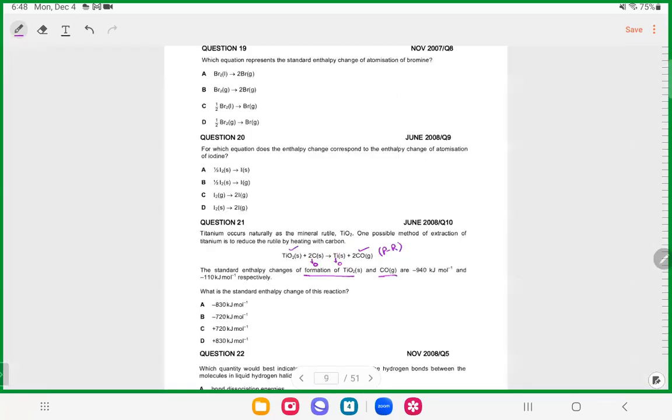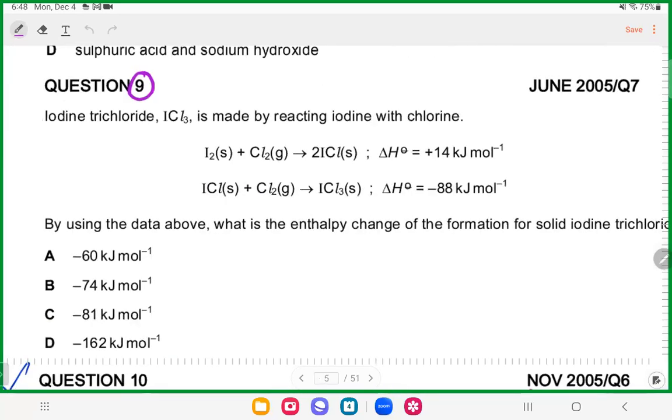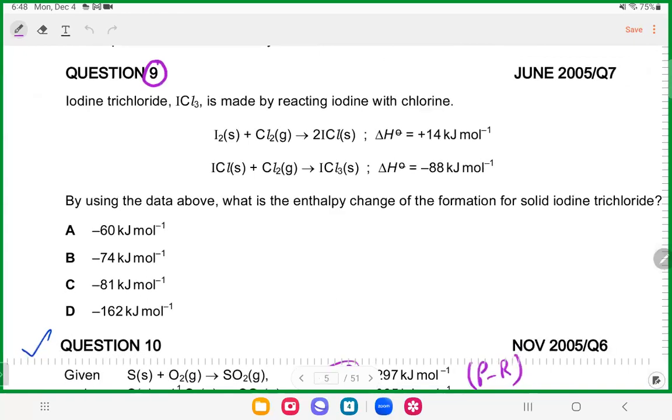दिखाने का मकसद ये है कि they simply ask this question, या फिर क्वेश्चन एक फॉर्मेट ये भी आता है. दिस इज द लास्ट थिंग, ठीक है? पढ़िए क्वेश्चन. Iodine trichloride is made by reacting iodine with chlorine. Okay, and these equations do not represent the formation of iodine trichloride from iodine and chlorine. उन्होंने इंडिविजुअल स्टेप्स दे दिए आपको, सही है? Clear? By using the above data, calculate the enthalpy change of formation.